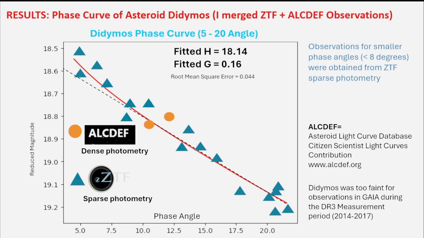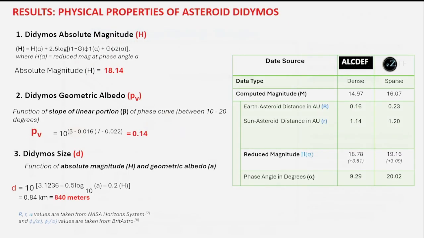So here you can see the phase curve of Didymos, from about 3 degrees to 20 degrees in phase angle. The triangle shapes here are all the sparse readings I've got, and the circles are all the dense readings I've got. This allowed me to create the phase curve and get the H and G values. These were very important physical properties, and they allowed me to get many parameters.